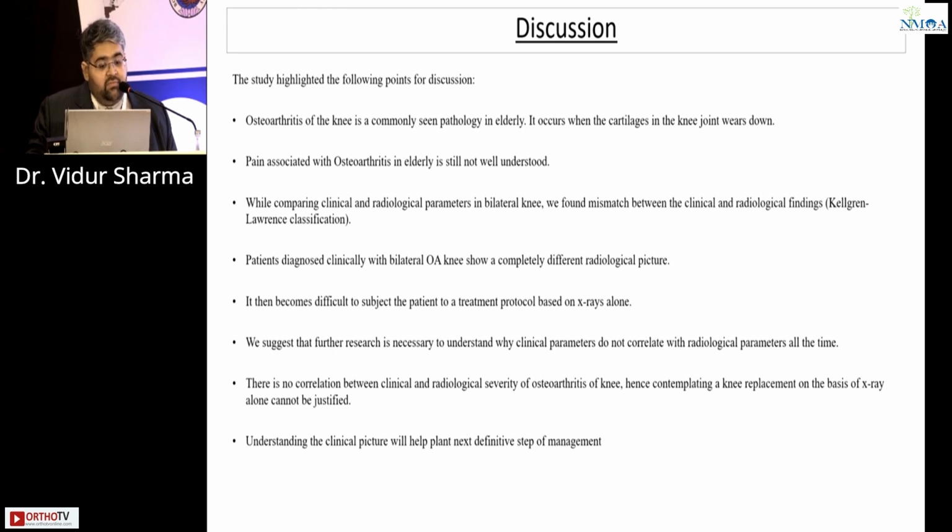We suggest that further research is necessary to understand why clinical parameters do not correlate with the radiological parameters all the time. There is no correlation between the clinical and the radiological severity of OA knee. Hence, contemplating a knee replacement on the basis of X-ray alone cannot be justified.